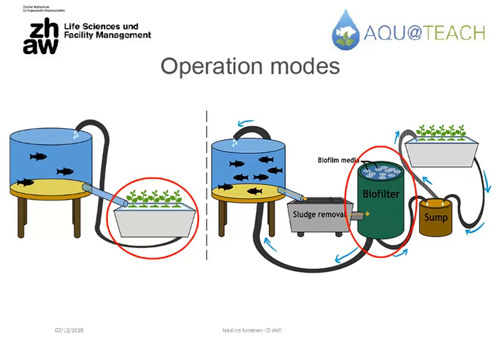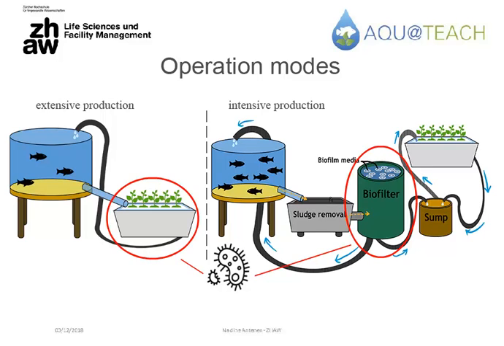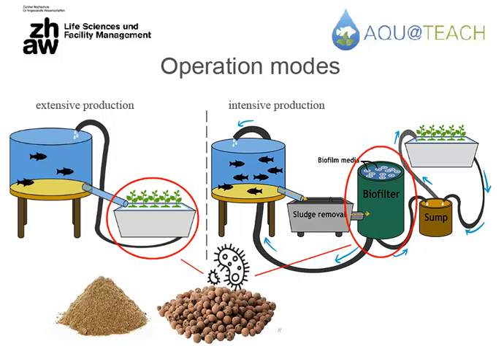These two operating modes are also called extensive and intensive production. The only condition for the degradation of ammonia is to provide areas with large surfaces for bacteria to build a biofilm. This can be provided, for example, with sand, expanded clay, or biofilm media.